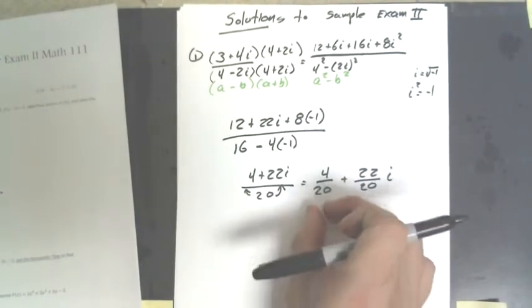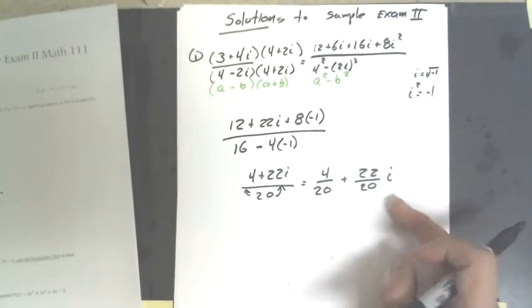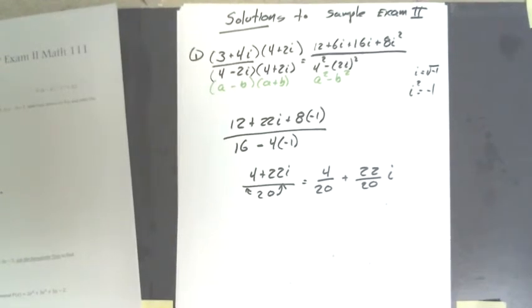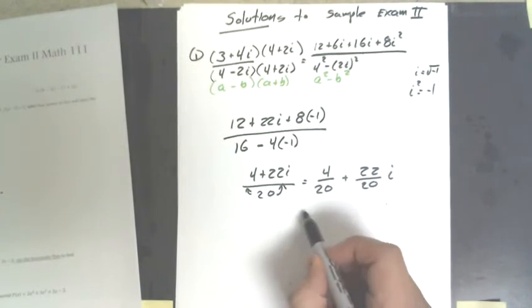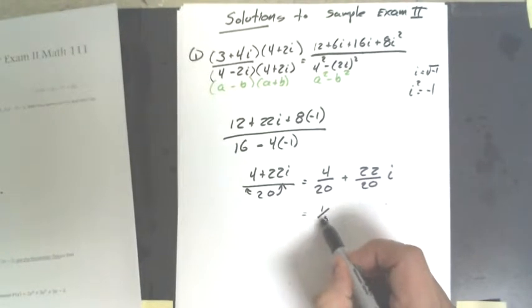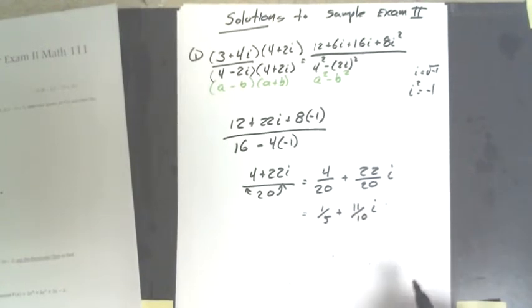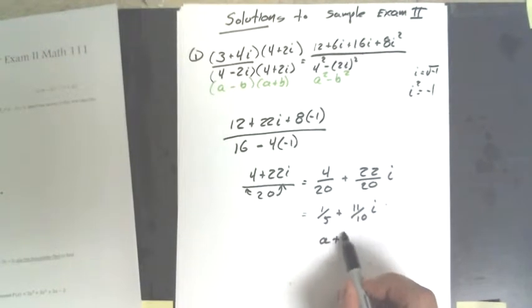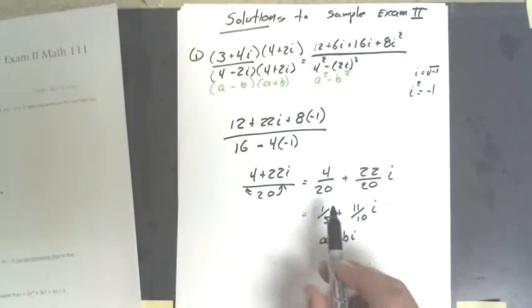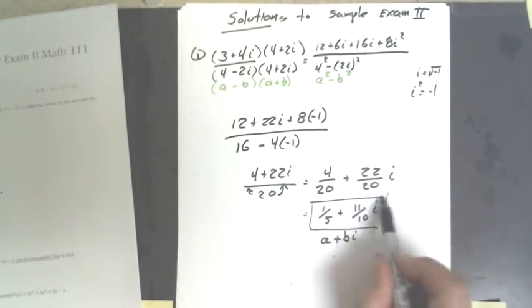We really do want this a plus bi form, because this is a complex number, so we should put it in the form of a complex number to have an actual solution. Do reduce these if you can. It does turn into a 1/5 plus 11/10 i. And again, that's in your a plus bi standard form of a complex number.